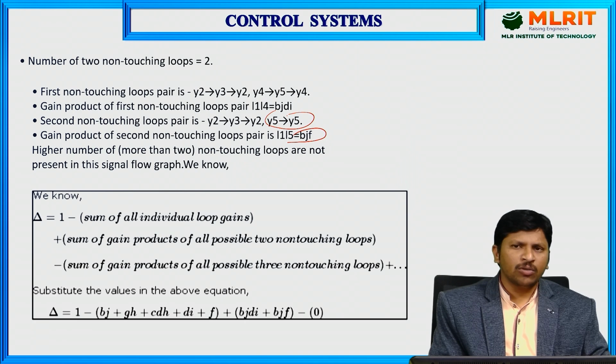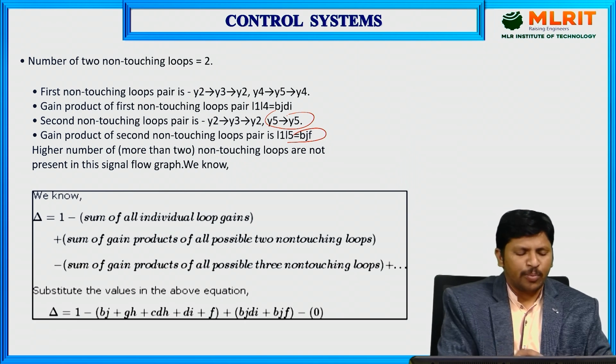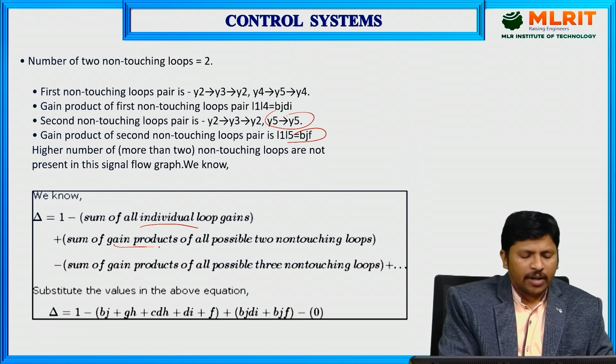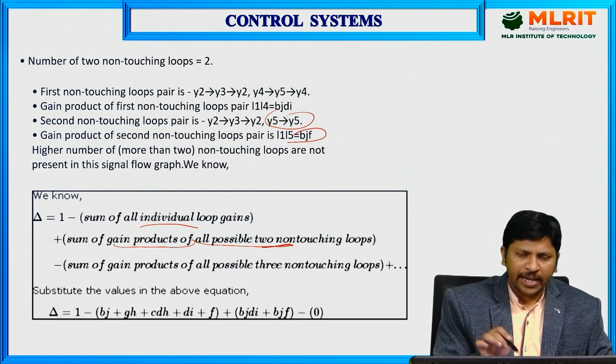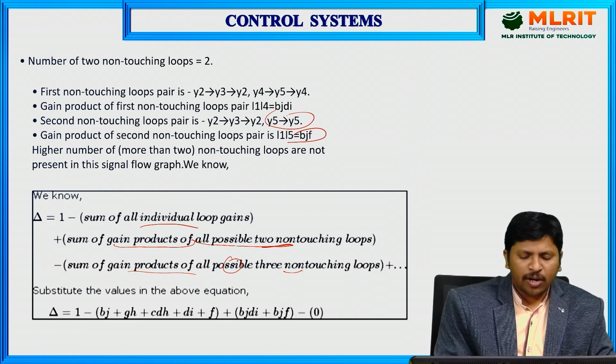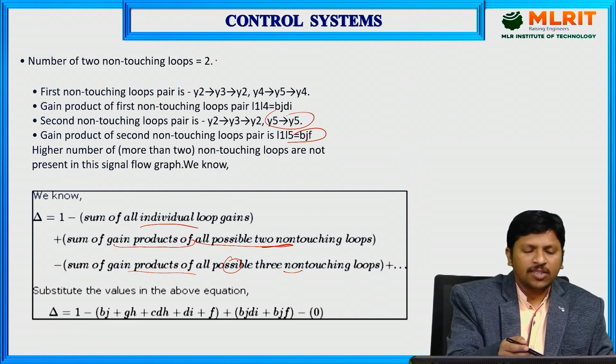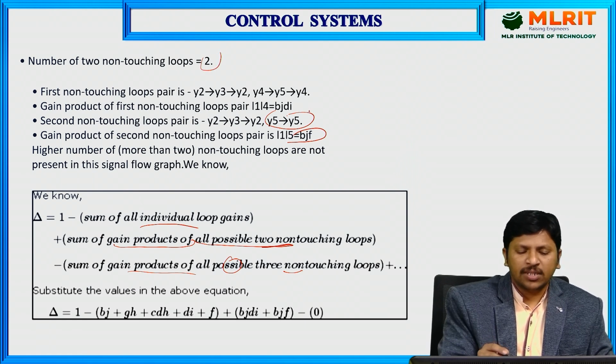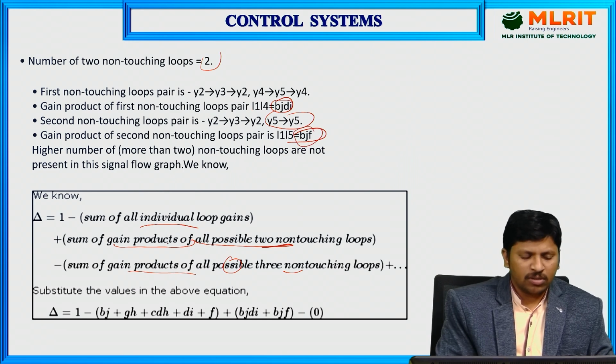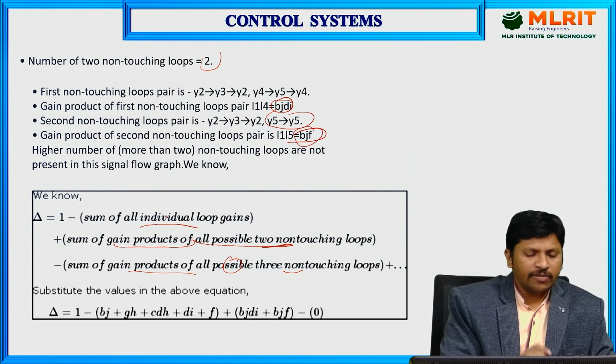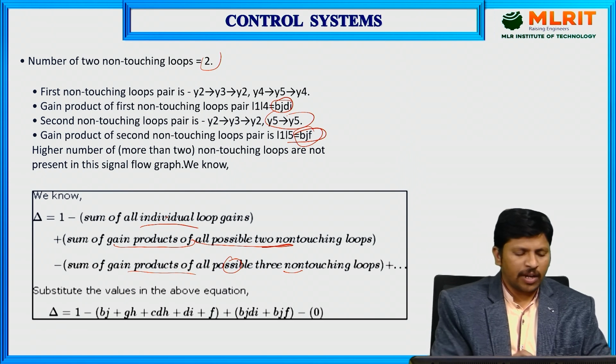So directly we know the formula: delta equals 1 minus the sum of all possible individual loop gains, plus the gain products of all possible 2 non-touching loops, minus the gain products of all possible 3 non-touching loops. There are no 3 non-touching loops, so that term is not applicable. For 2 non-touching, there are 2 combinations; this one is the gain of the first, and one more. These two are added here. The total individual loops are 5, and those 5 loops are added here.